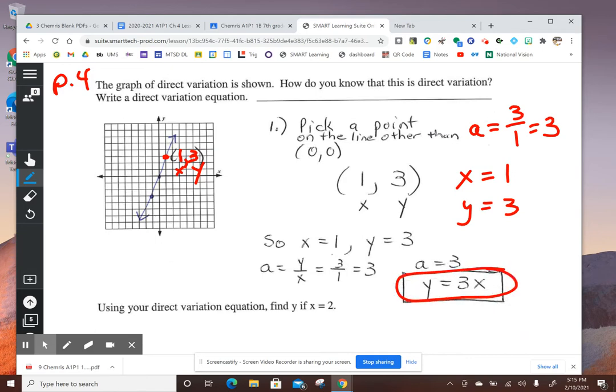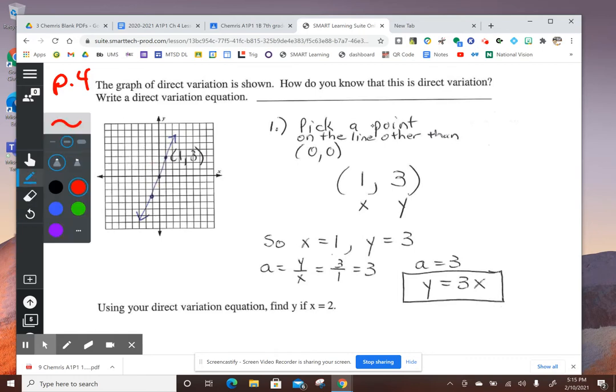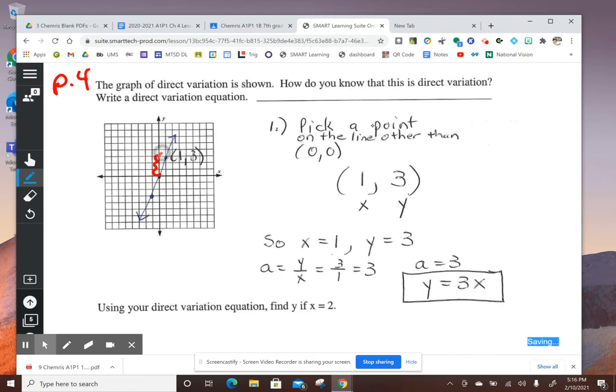Now that's one way of doing it. Also, another way you could do it is you could remember that a direct variation equation is the same as y equals mx plus b when b is 0. So because b is 0, I know a is going to be the same as m. So I could count up 3 over 1. I know the slope is 3, so that means a is 3. Just another way to look at it.